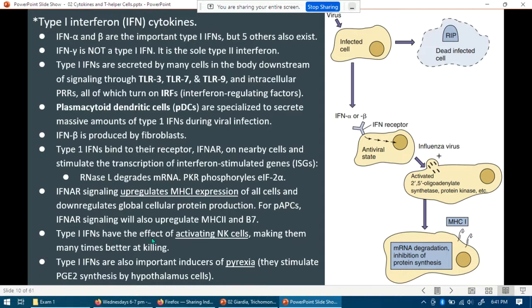In addition, type 1 interferons will act on natural killer cells and activate them. That makes them many times better at killing targets, 100 to 1,000 times better at killing targets. And lastly, type 1 interferons can induce fever or pyrexia. Okay, so a very important class of cytokines here. Not one that really fits into any of my previous slides, but I kind of talk about them on their own. So that is type 1 interferons.